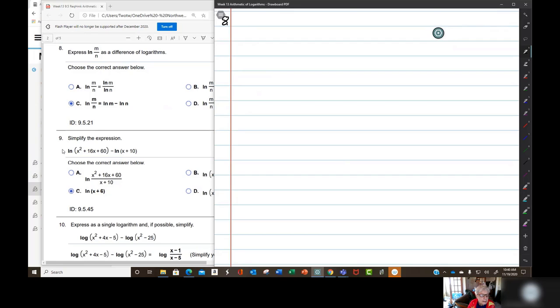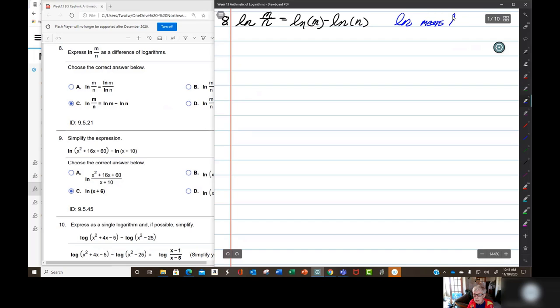Look at number nine. Well, let's do this. Now number eight, they're spending a lot of time on this. This is the ln of m over n. And that's going to be the ln of m minus the ln of n. Where, again, ln of anything, ln means log base e. So it's just a log.